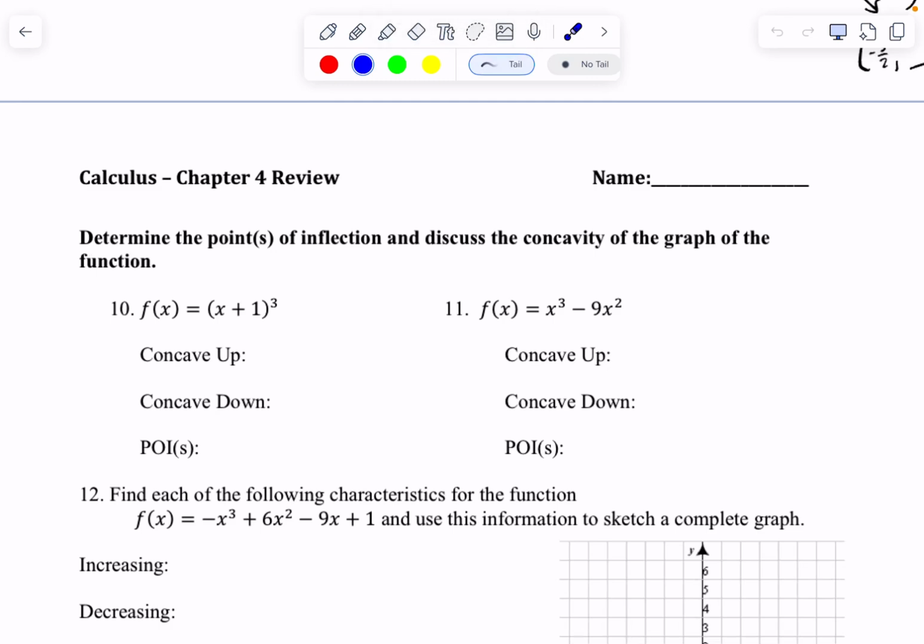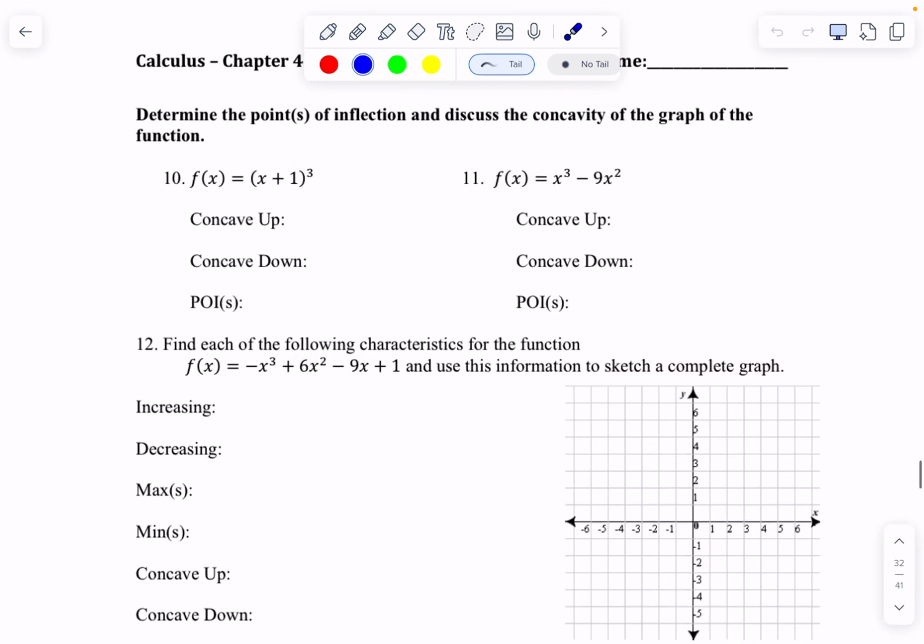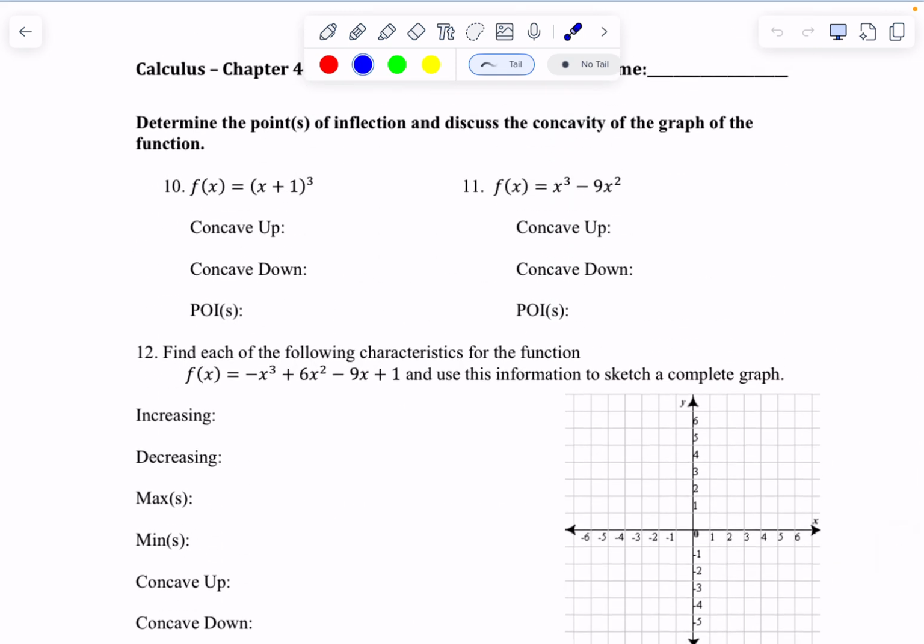Hey Carter, we're on the back side of chapter 4 review. We've just got a little bit left. What is this? And that's all. Did I get one of these? Yeah, you have it from yesterday.